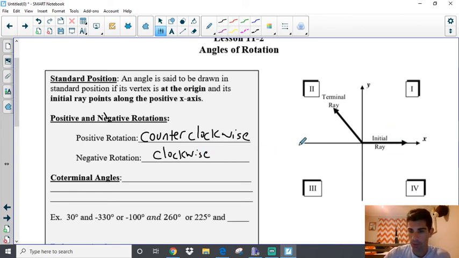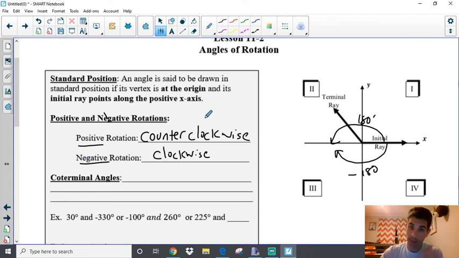So, straight line here, if I was measuring this distance, it would be 180 degrees. But if I started going in the opposite direction, I'm going to call it negative 180 degrees. So that's the difference between going in a positive and negative rotation.